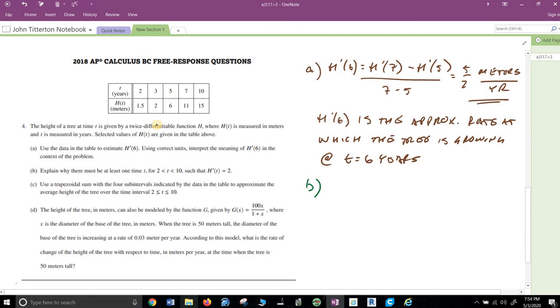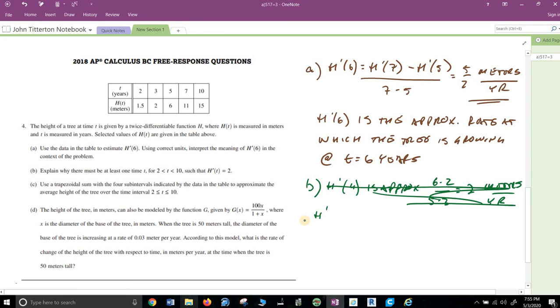I like 5 and 3 because we can say h prime of 4 is approximately 6 minus 2 over 5 minus 3, 2 meters per year. And use trapezoids, no, explain that h prime of t equals 2. And I would not actually use that. I thought that was the one I was told to use. Let's try this. 4.5 over 3.